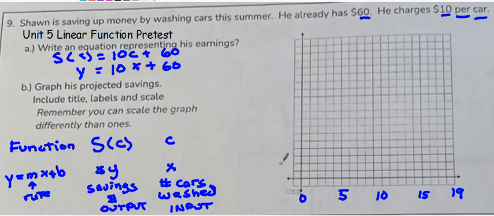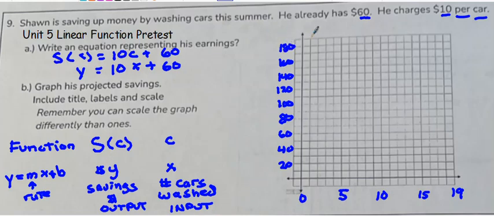So 10, 20, 30, 40, 50, 60, 70. Whoops, let's back that up. I don't think that was right. So 60, 70, 80, 90, 100, 110, 120, 130, 140, 150, 160, 170, 180. And that's probably pretty good.